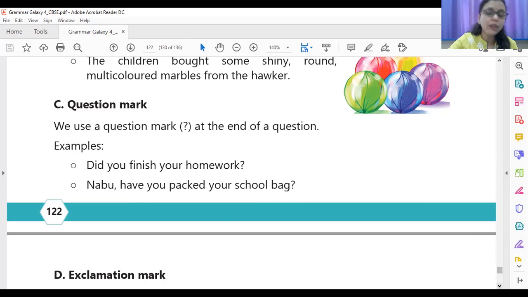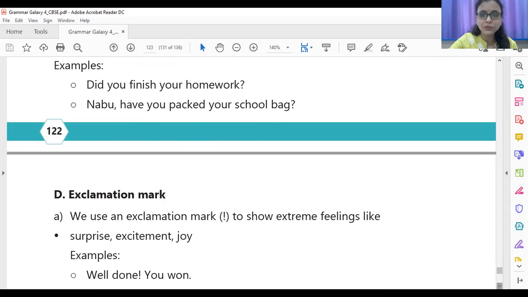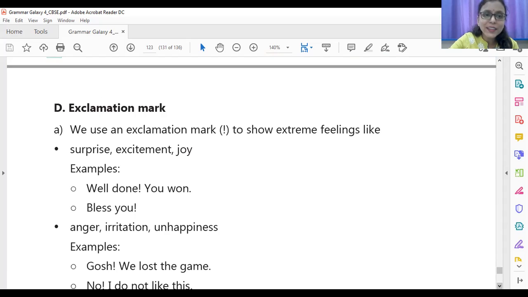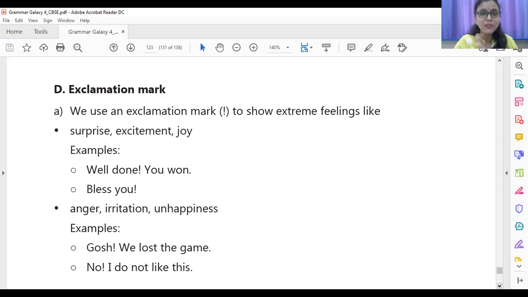Now moving on to the 4th punctuation mark. That is exclamation. Exclamation is my favorite one. You know why? Because it expresses strong feelings, extreme feelings. When I'm very happy, when I'm very excited, when I'm very, very sad, when I'm very joyful, I use exclamatory sentences. And to show those expressions, my sentence will end with an exclamation. Okay, we use exclamation mark to show extreme feelings.